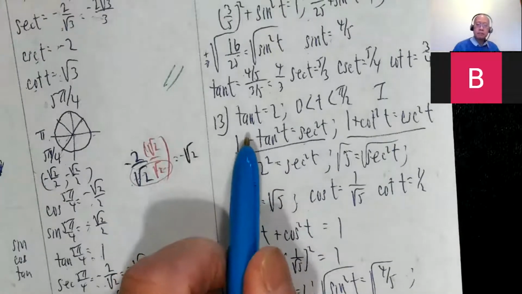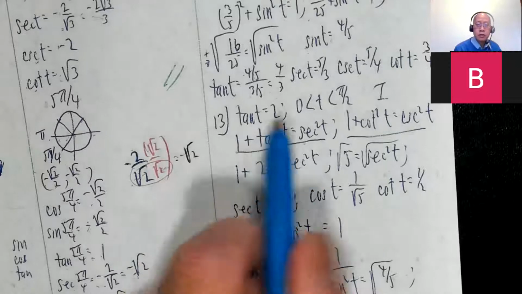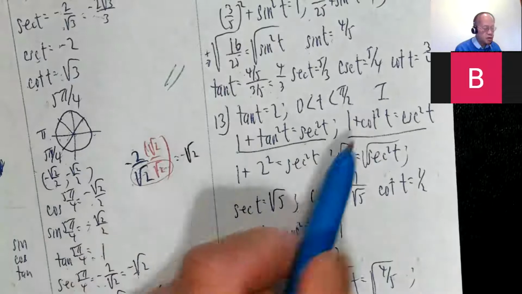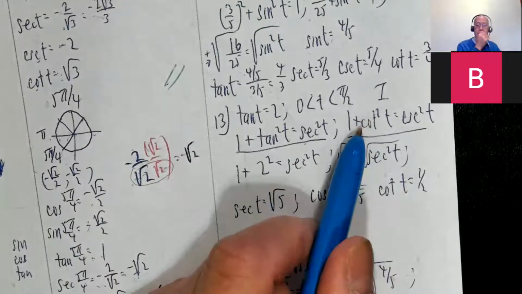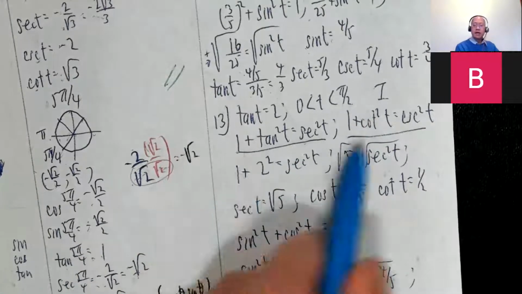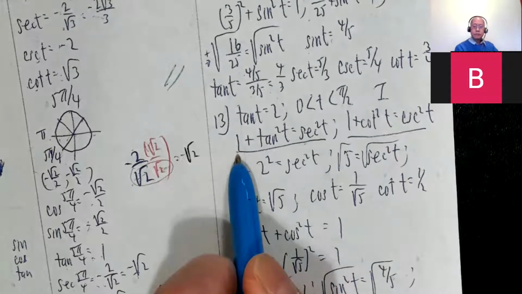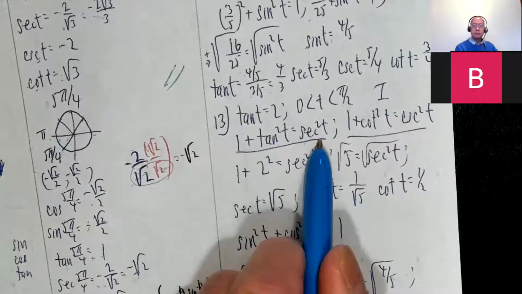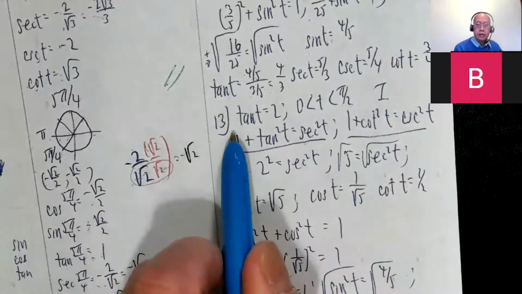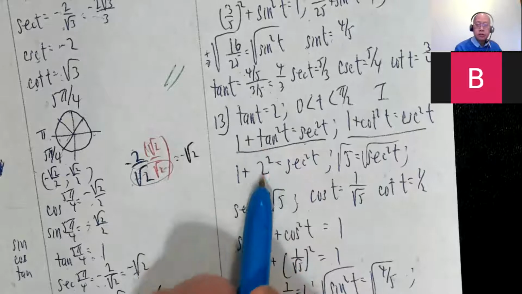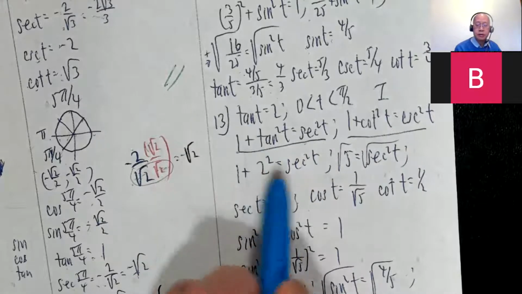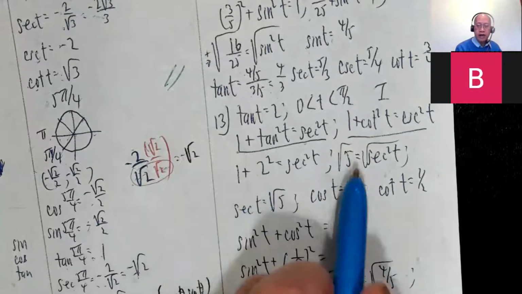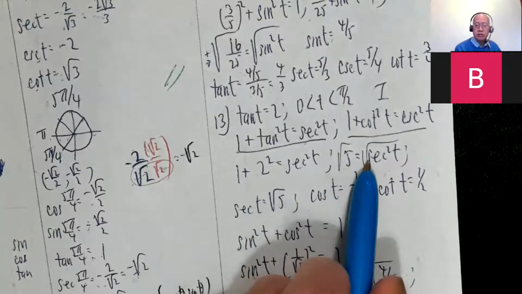So like 13, tangent of t is 2. t is between 0 and pi over 2. That means I'm in quadrant 1. Then I use these identities. 1 plus tangent squared t equals secant squared t. Okay, so 1 plus 2 squared, right? Tangent of t is 2, 2 squared, secant squared. 1 plus 4 is 5. 5 equals secant squared of t.